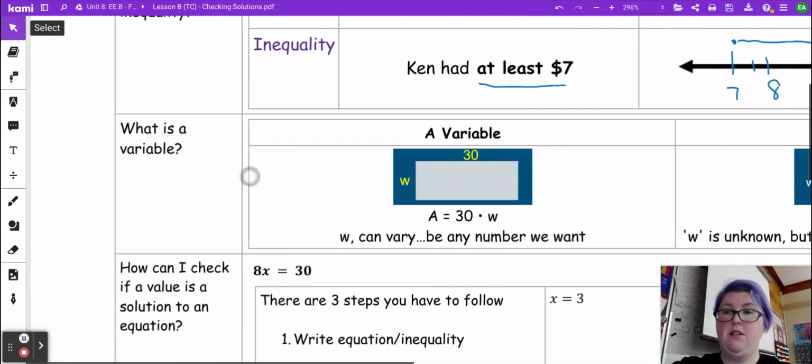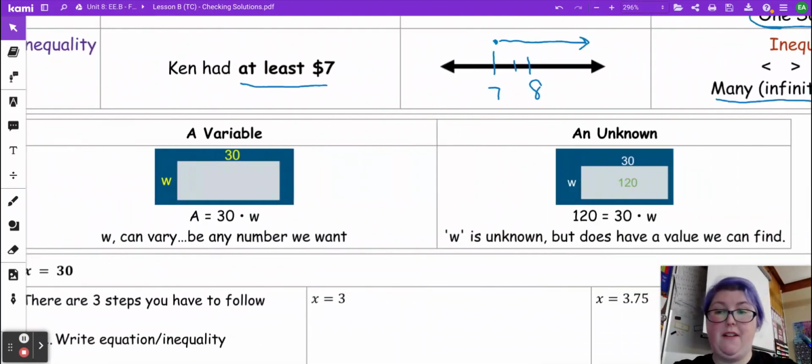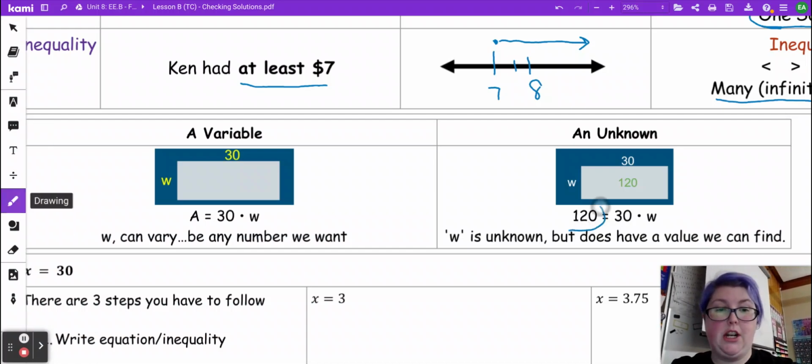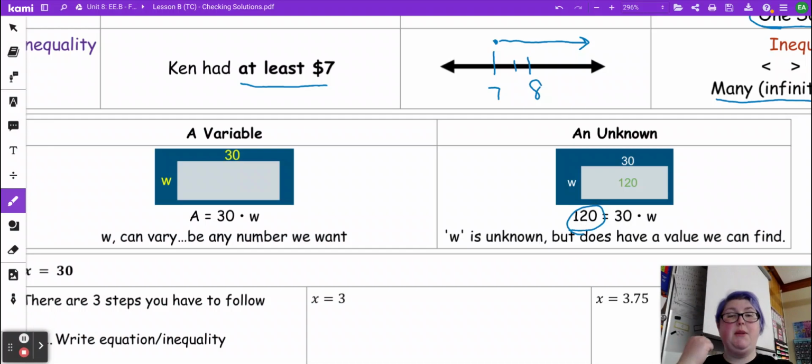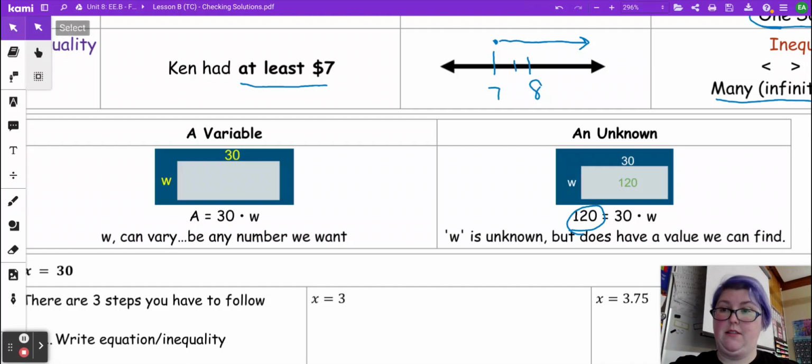So now remember that a variable can be any number. So when we have area equals 30 times W, W could be anything, but when it's an equation and it equals 120, W is an unknown. We just don't know what it is yet until we solve it. There is one answer in an equation. If there are multiple solutions, then you have an inequality on your hands.